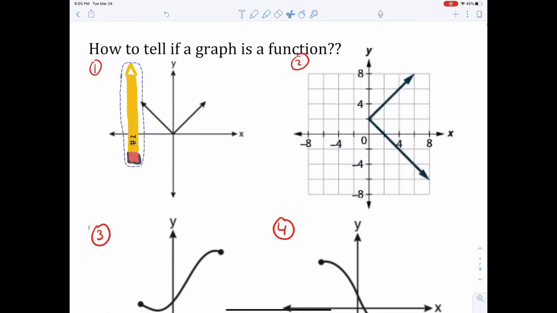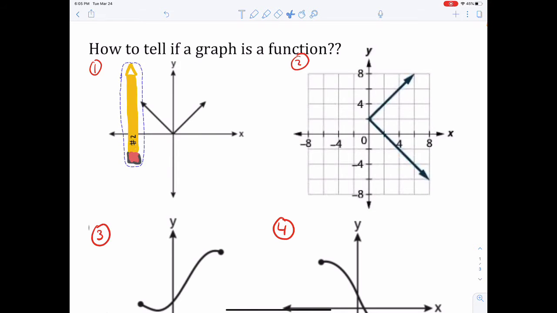We're going to tackle this type of question today. How to tell if a graph is a function. You'll notice there's a pencil on your paper because you're going to need a pencil to do this stuff on your graphs. What you're going to do is something called the vertical line test.